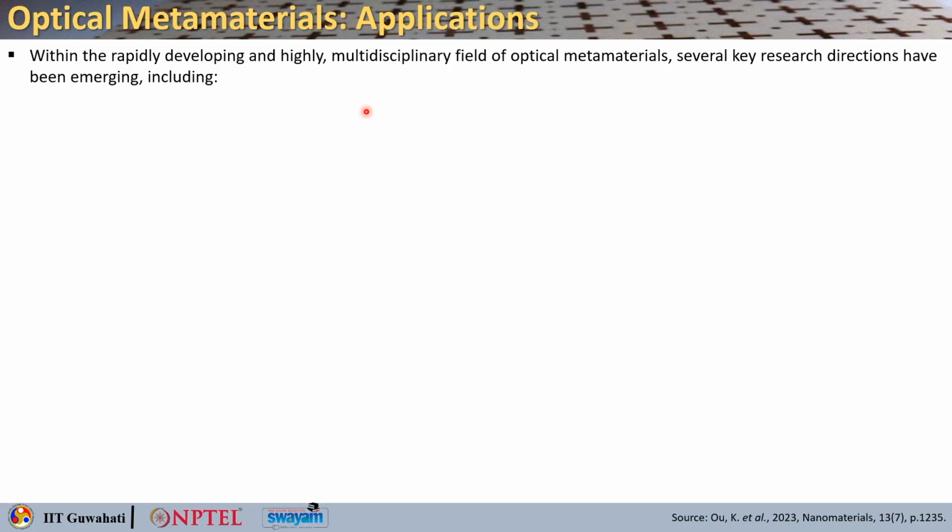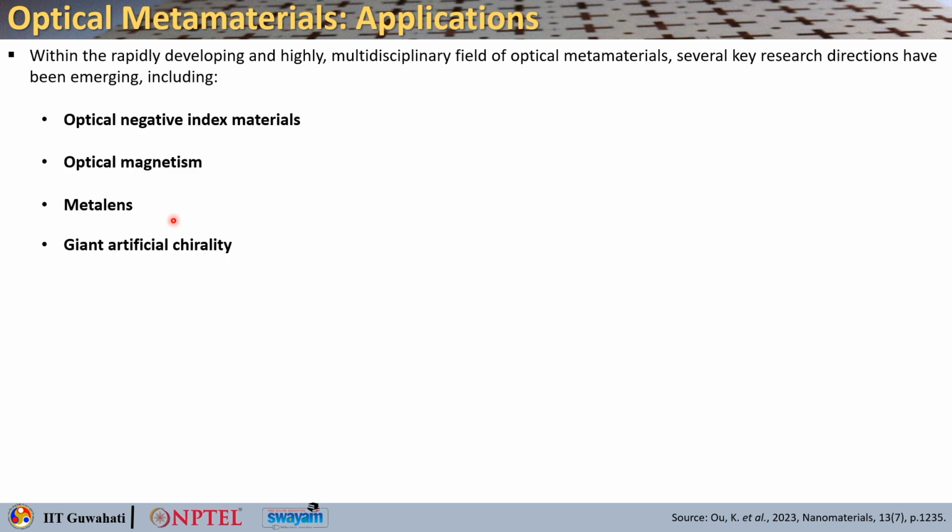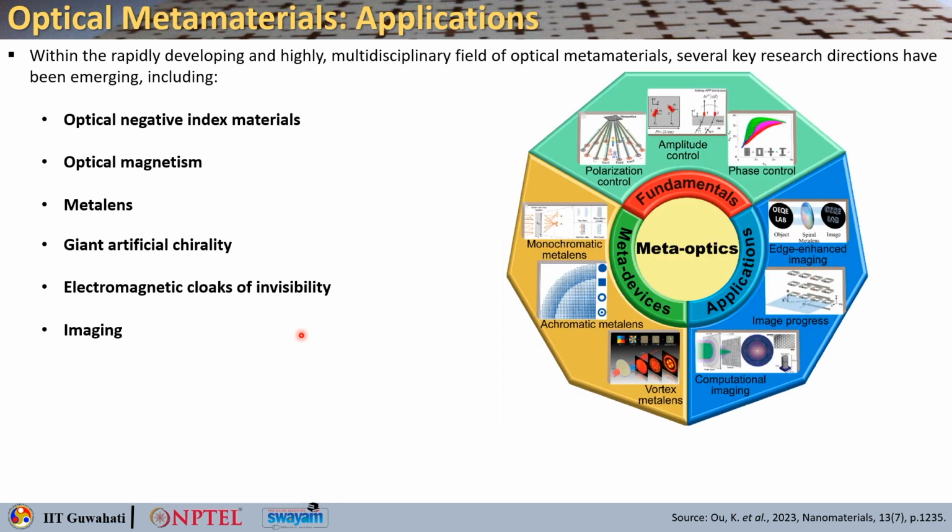Within this rapidly developing and highly multidisciplinary field of optical metamaterials, there are several interesting research directions, such as optical negative index materials, optical magnetism, metalens, giant artificial chirality, and electromagnetic cloaks for invisibility, and imaging. These are gaining a lot of attention. So, here is a bird's eye view of this entire field of optical metamaterials, which is also known as meta optics.